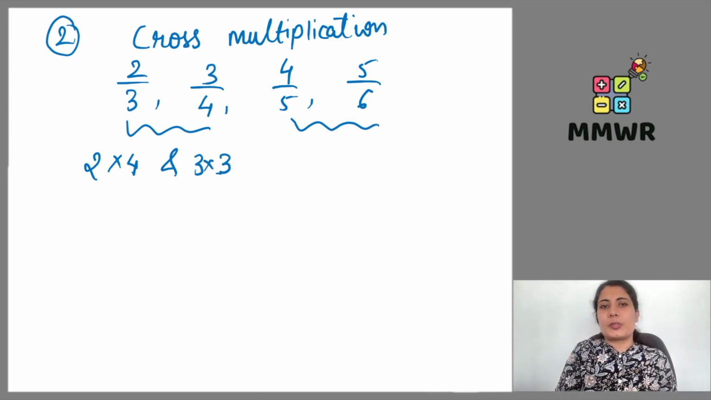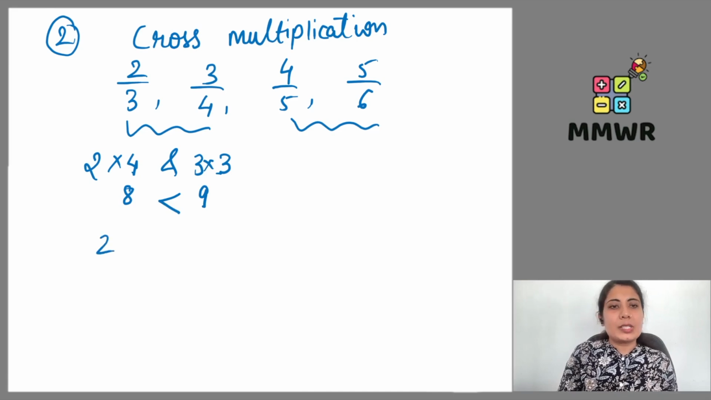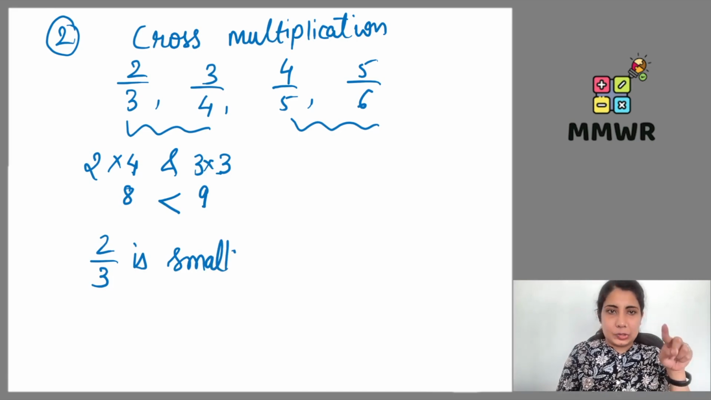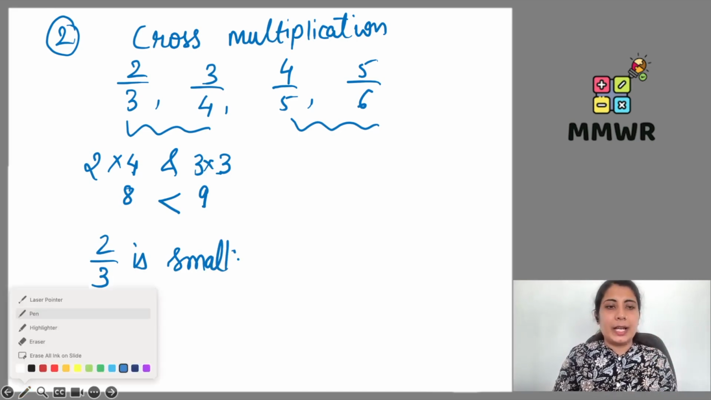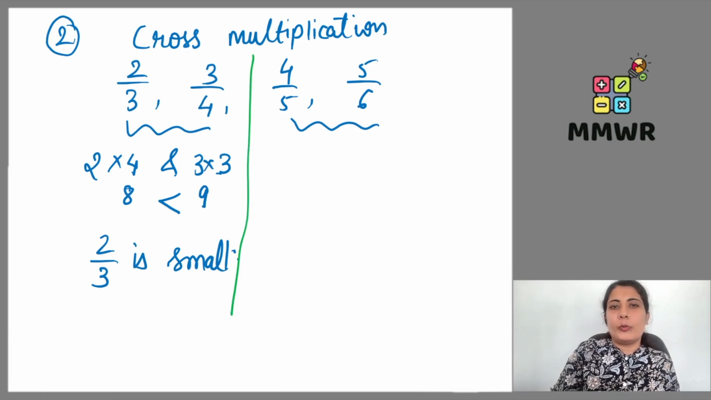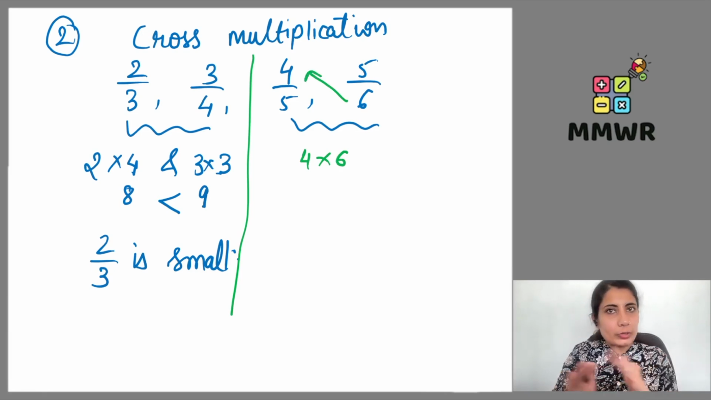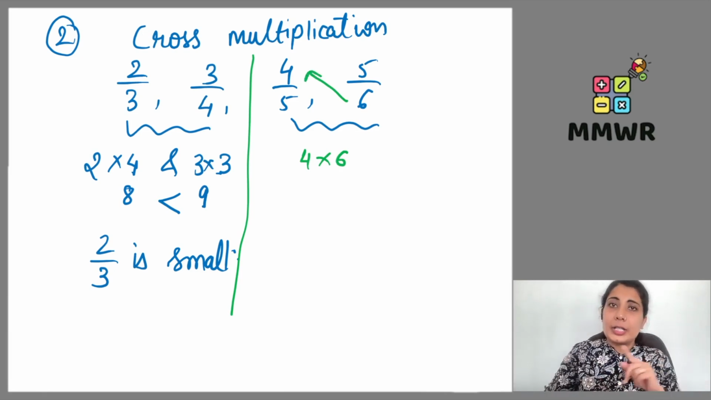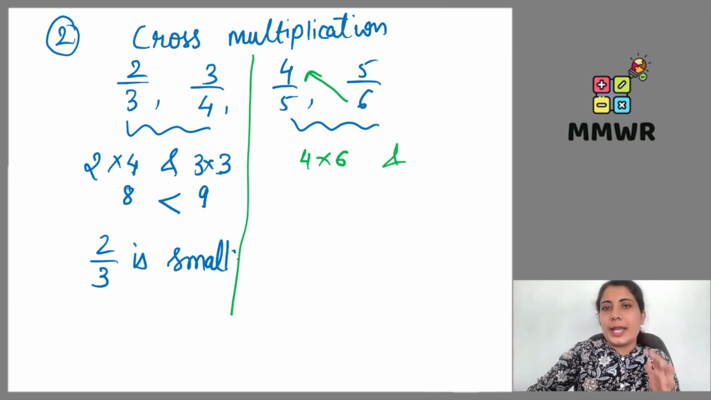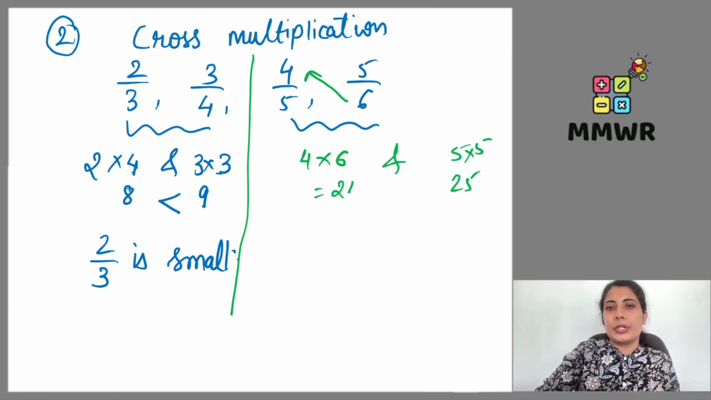This 3 will come into the cross multiplication. So this gives me 8 and 9. So of course 8 is smaller. That means 2 by 3 is the smaller one among these two. Now coming to the second portion where I have 4 already, 6 will be multiplied. This 6 has to come here, the 4 will not go there, 6 will come. Denominator has to go. Okay, and 5 multiplied by 5 gives me 25. This gives me 24. So of course 24 is lesser. That means 4 upon 5 is smaller.